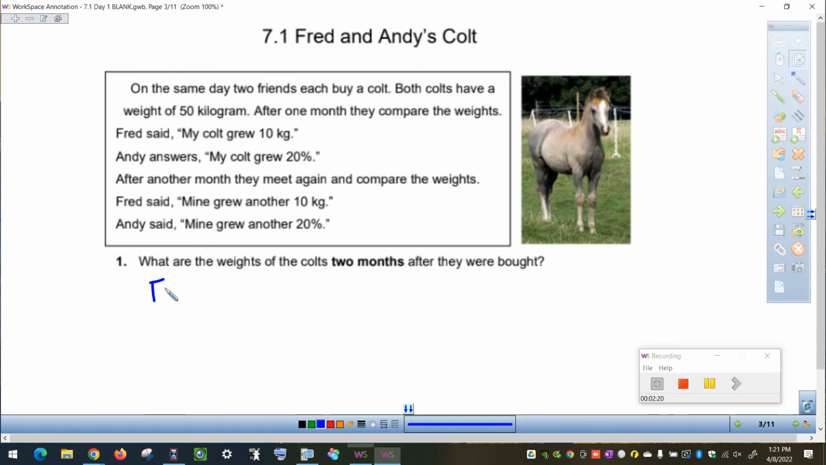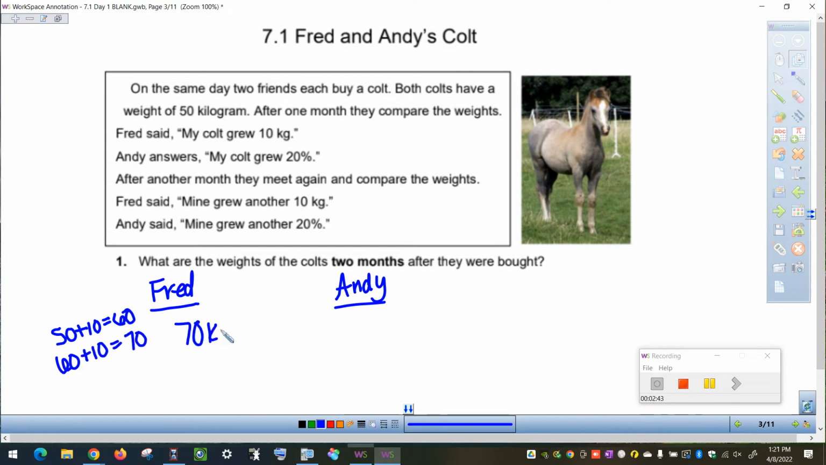All right, so I'm going to put Fred on this side. We've got Andy over here. Ariana, would you tell us, what did you get for the two weights, and how did you get there? For the first one, for Fred, you add 10 for both months. And then for the second one, you just find 20% of 50, which is 60, and then you find 20% of 50, which is 70.